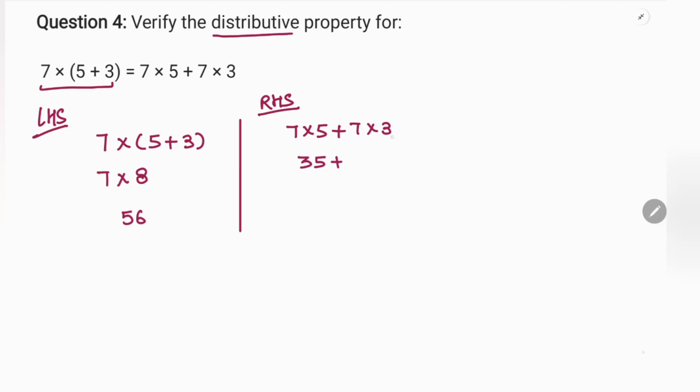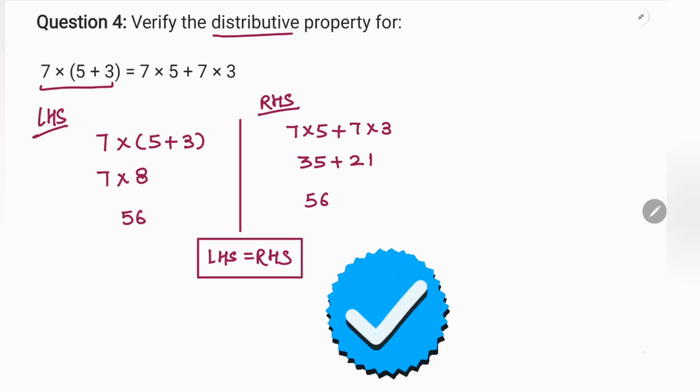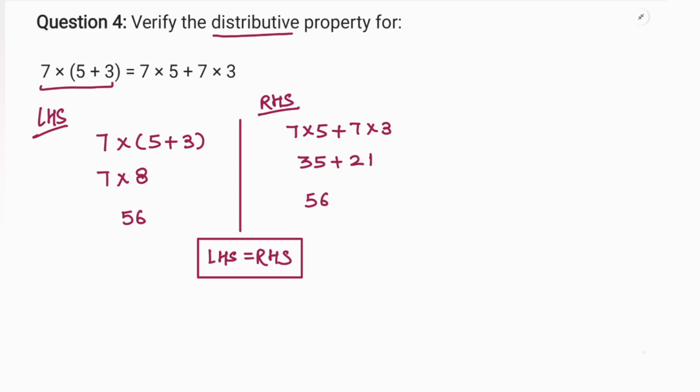What is 7 times 3? 21. And now I will add. It will be equal to 56. So left hand side is equal to right hand side. That means our property is verified. Okay, this is how we verify properties. We just do LHS and RHS. We calculate them and then we show that they are equal. This is how we verify.